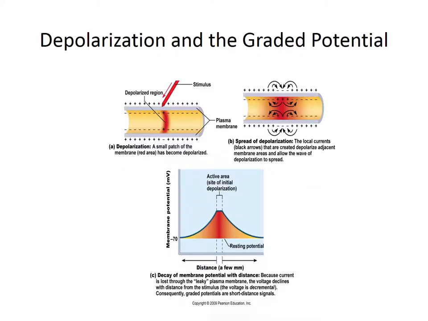Graded potentials do show some differences from action potentials. Graded potentials have what we call a decremental conduction, which means, as you can see here in this bottom figure, the strength of the stimulus decays as it gets farther and farther away from the origin of the stimulus. Graded potentials also can go in both directions, whereas action potentials only go in one direction.